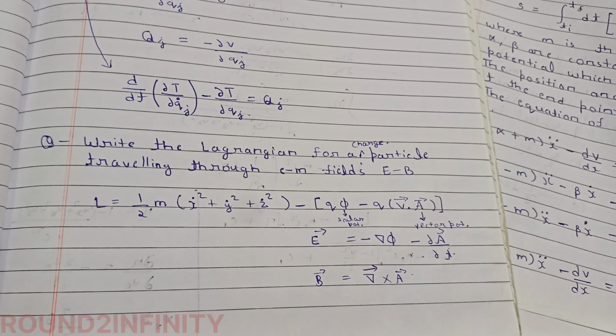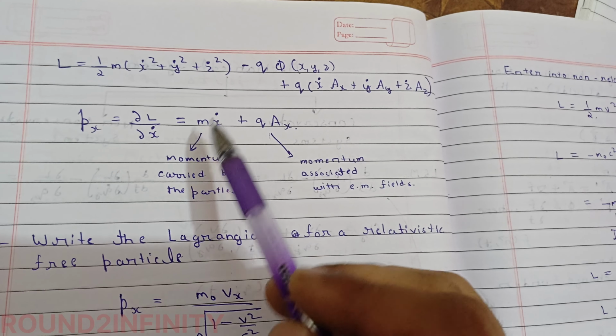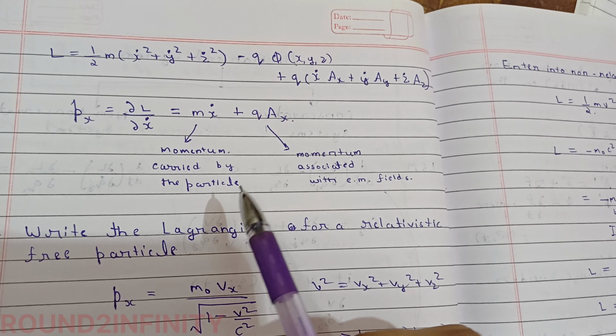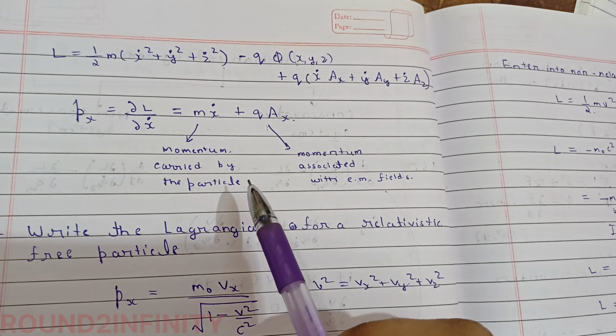Now see, if we need to find the momentum, then we have the Lagrangian, we already found this. If you need to find the momentum along any component, Px will be del L by del x dot. So it will give you m x dot here, and here also you have x dot, so it will give you q Ax. So you will get two components in the momentum also. So let's differentiate them. This is nothing but the momentum carried by the particle by traveling, and this is the momentum associated with the EM field. Okay, so remember this thing.